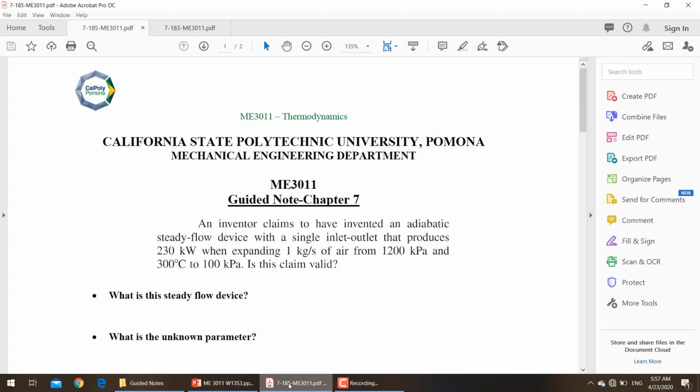An inventor claims to have invented an adiabatic steady flow device with a single inlet and outlet that produces 200 kilowatts when expanding 1 kilogram per second. We have the M dot, the fluid is air, and then we have the inlet pressure, temperature, and the exit pressure. So the question is, is this claim valid?